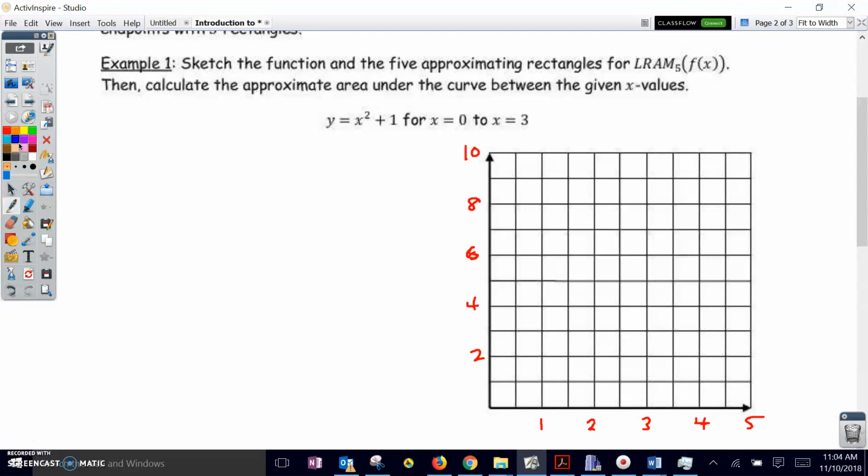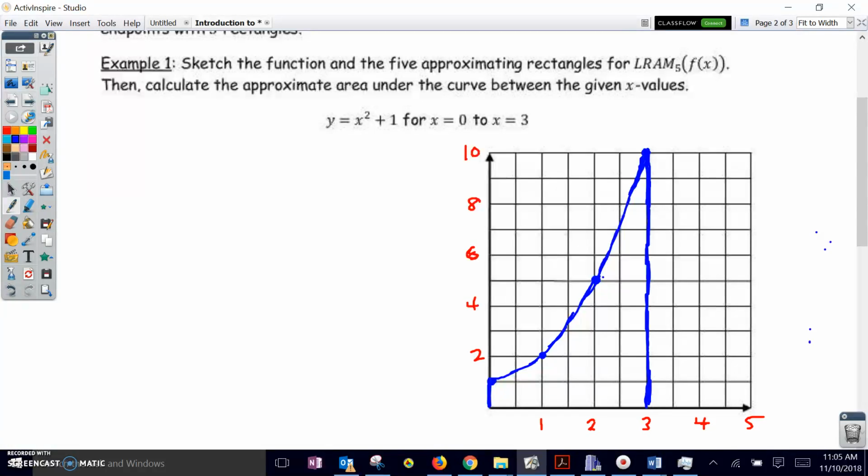At x equals 0, y is 1. At x equals 1, y is 2. At x equals 2, y is 5. And at x equals 3, y is 10. And so this is our sketch of the curve. And so we're finding the area underneath this curve between x equals 0 and x equals 3.